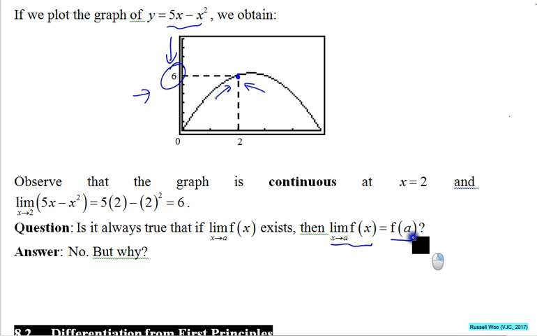But is it always true that the limit is always just blindly substituting the 2 inside? May not lah. I give you an example. What is the limit of x tends to 0 of sine x over x?